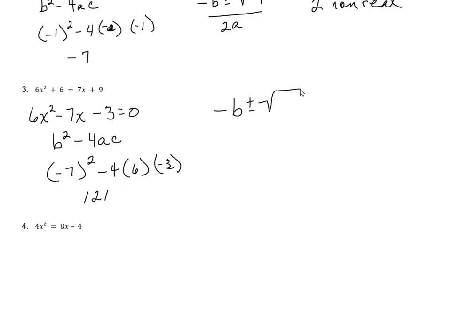So I have the square root of 121 as part of my quadratic formula. 121 is a perfect square. The square root of 121 is 11. So you can see that when I simplify this, my square roots go away. So I have two rational answers.